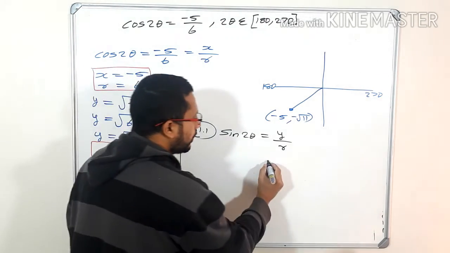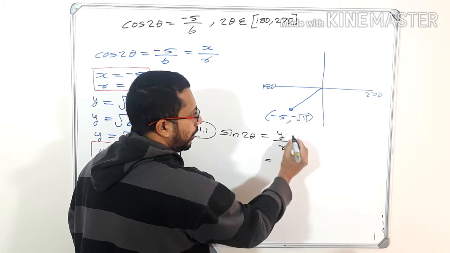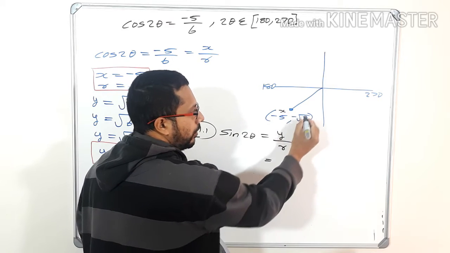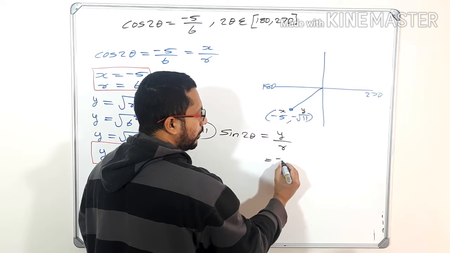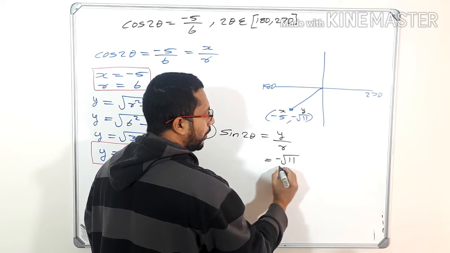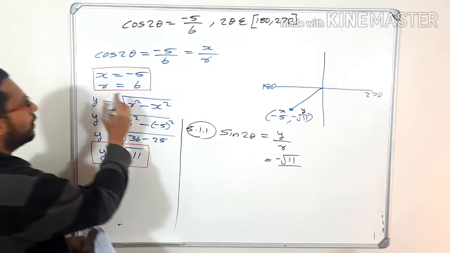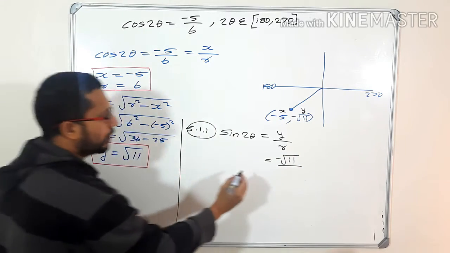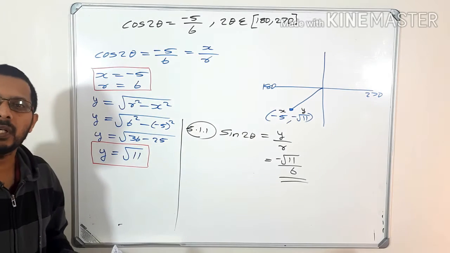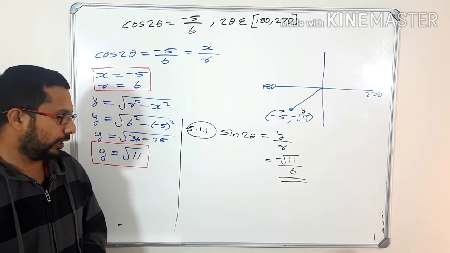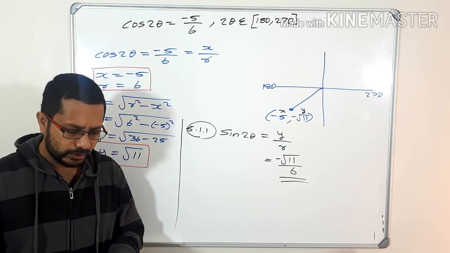So what is the value of y here? We have x as minus 5 and y as minus root 11. So y divided by r, that means minus root 11 divided by r. What is r? r is equal to 6. So what is the answer of sine 2 theta? Minus root 11 divided by 6. Okay, look at the next question.